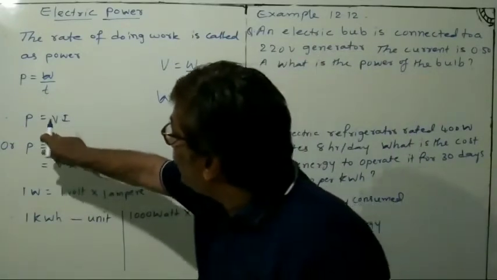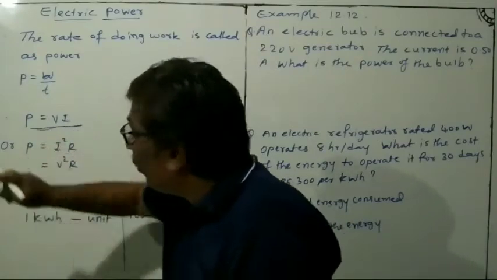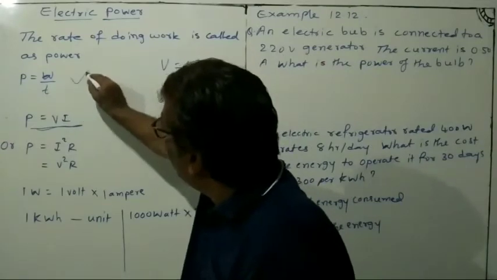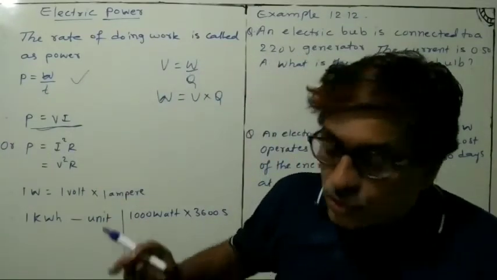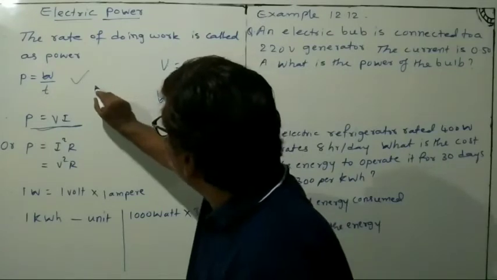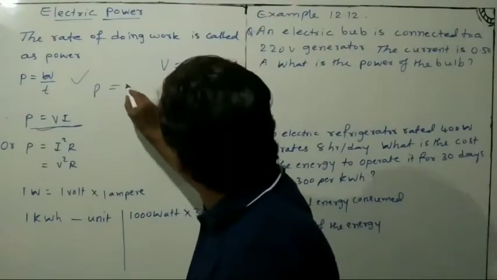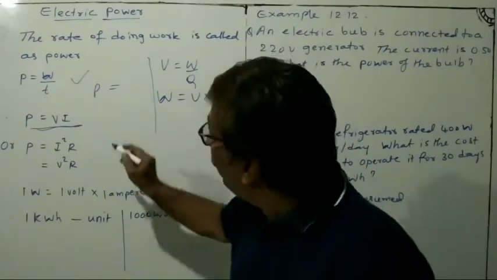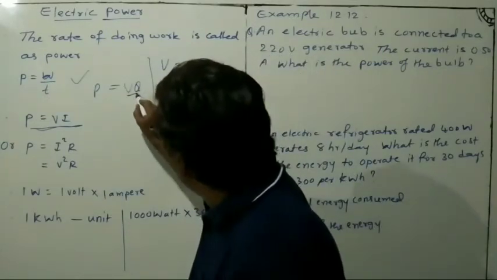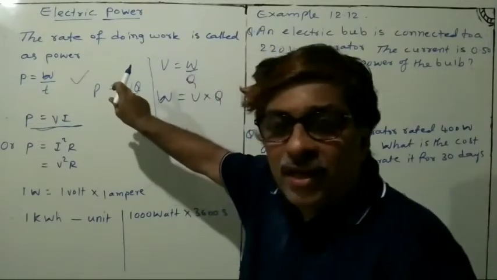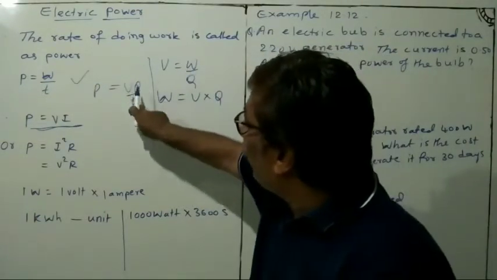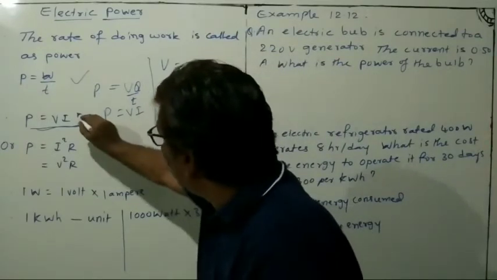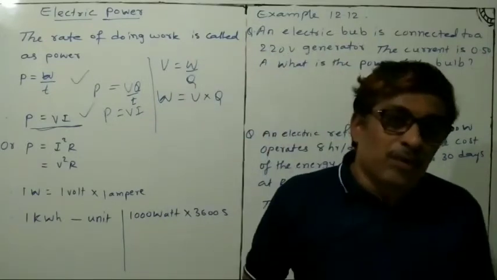So P is equal to VI is given. How did you get P is equal to VI? You know that P is equal to W upon T. So W is here, and you can write VQ upon T. Earlier you learned that Q upon T is equal to I. That's why you got P is equal to VI. In this way we can derive the formulas.